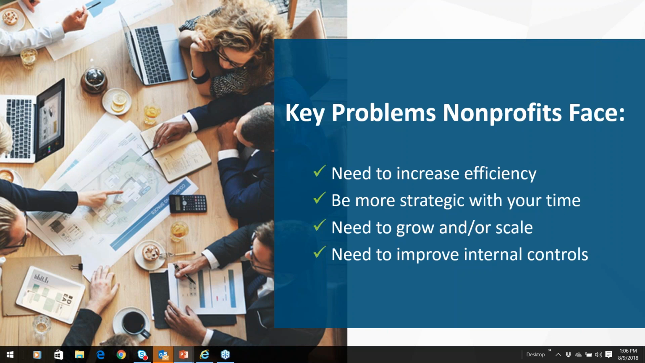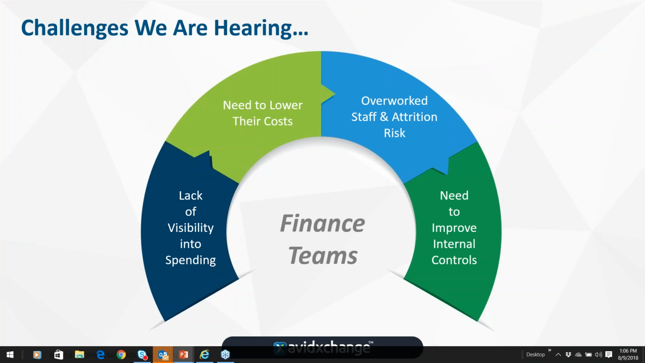So when we think about automation, we want to help solve a number of these different problems. So when we think about, again, challenges that are associated with some of these problems and invoices coming in by paper, first of all, we think about lack of visibility into that spend. So let's say I get 50 invoices and maybe they're assorted throughout the office.